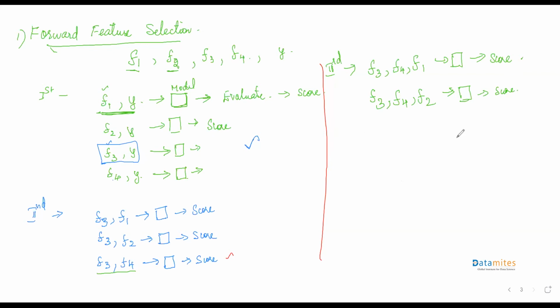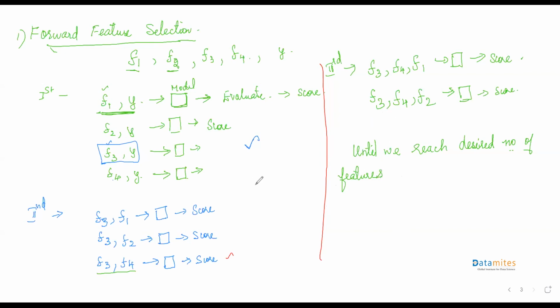This step will be continued until we reach the desired number of features. So in forward feature selection, iteratively it will take each feature, get the combinations and find out which combination is going to give you a good score. Those features will be selected as the right features, and this process will stop when we get the desired number of features.